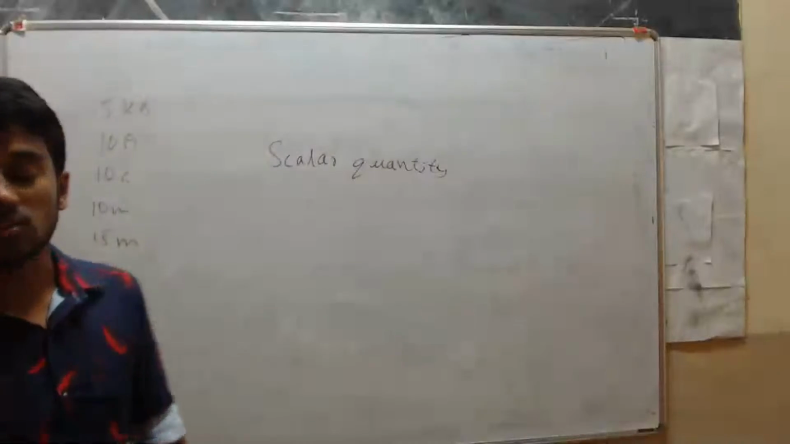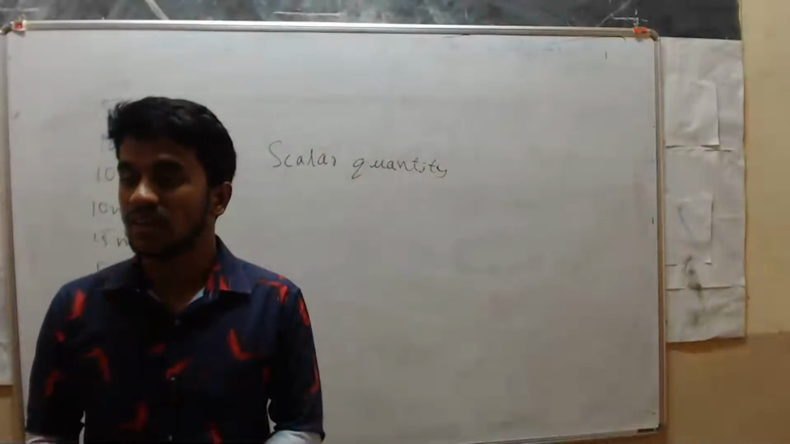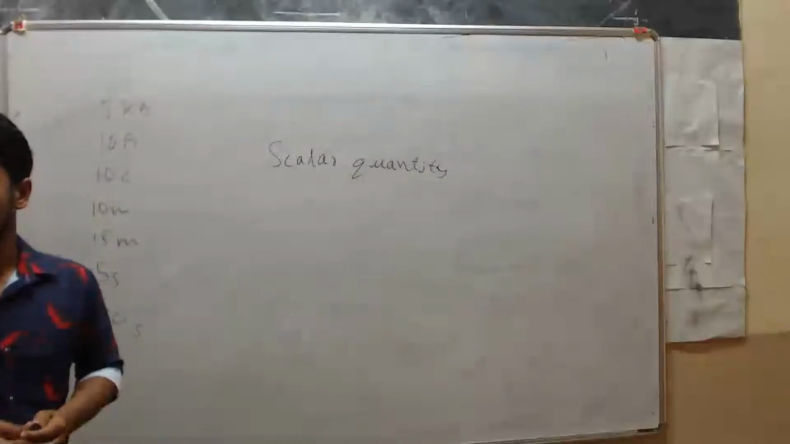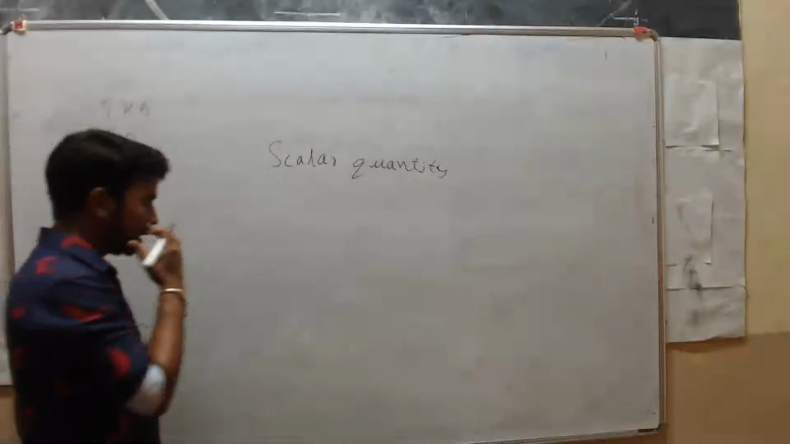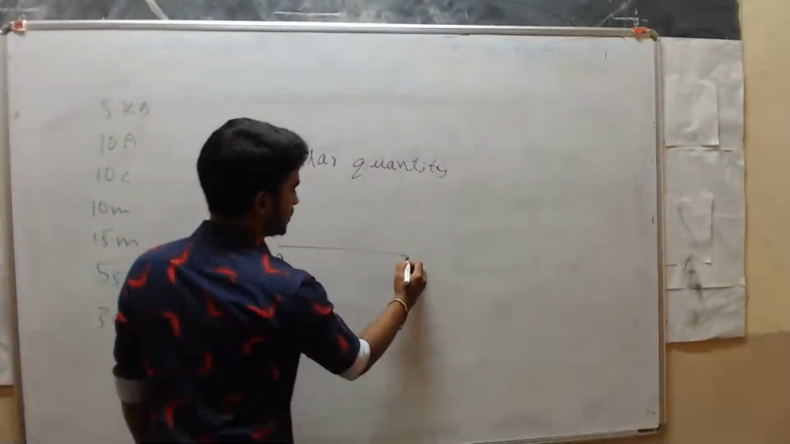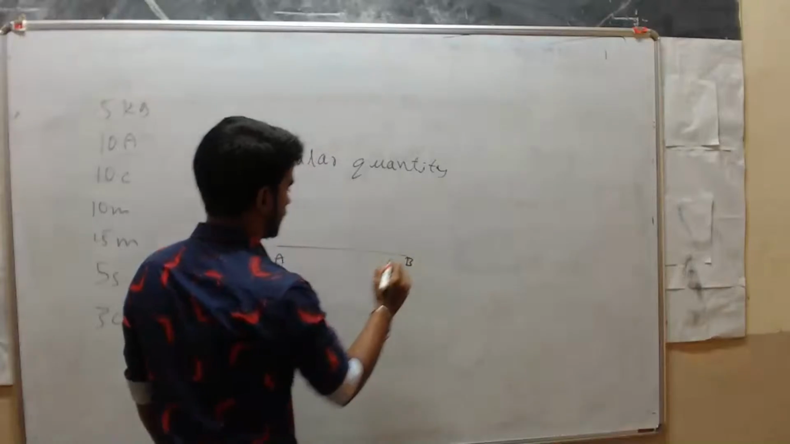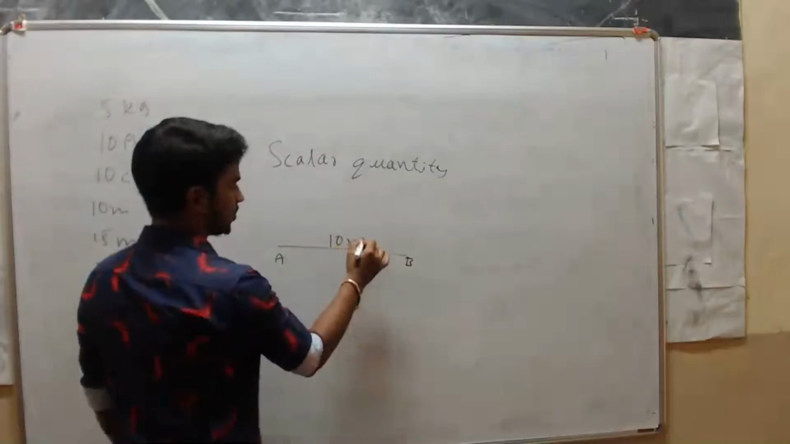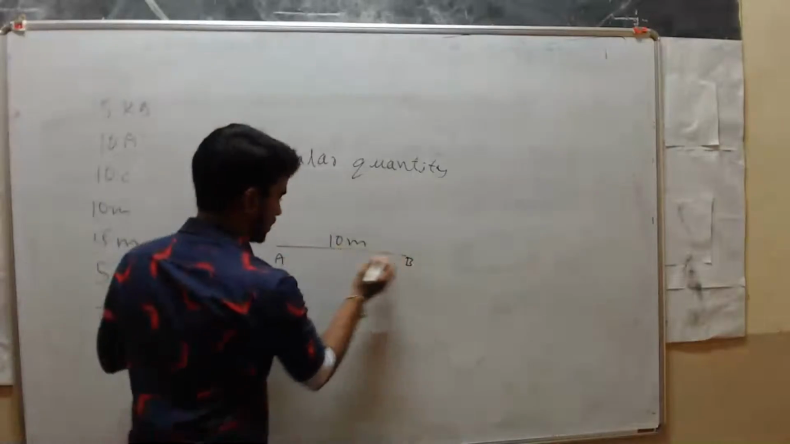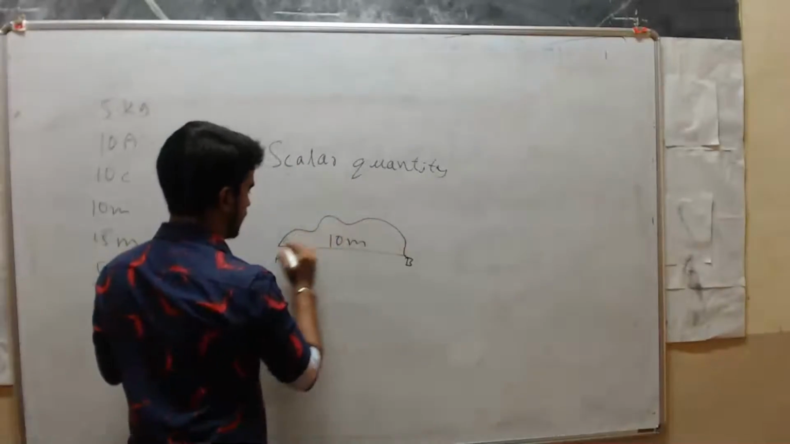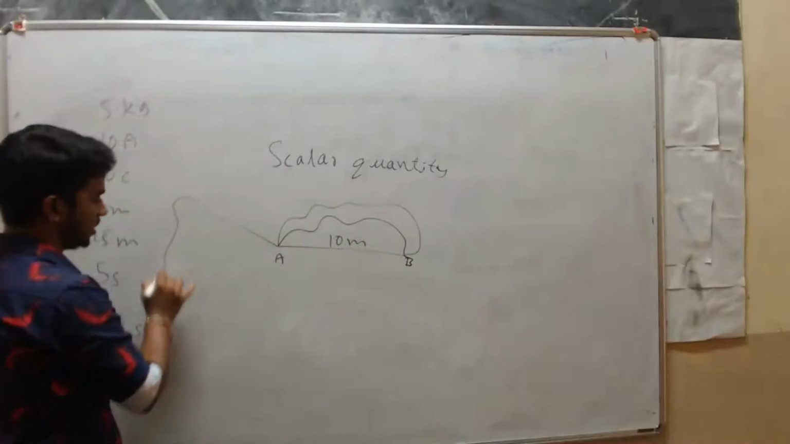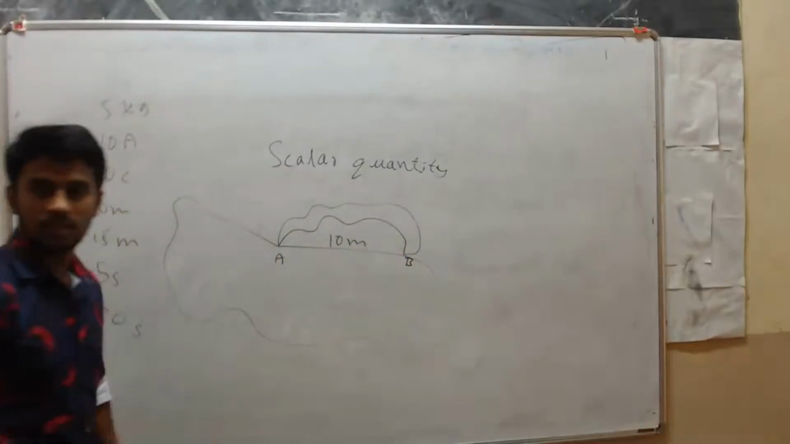So now, scalar quantity is one which has only magnitude and doesn't have which one? Direction. Okay. See, I'll say distance is an example for scalar quantity. Say A to B is 10 meter. You can travel A to B using this straight path, or using this path, or this path, or you can first go here, then reach B.